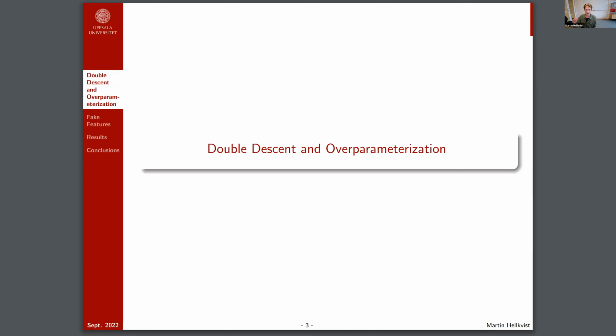Okay, so now I will give a brief introduction to the double descent phenomenon and talk about how overparametrized models have come to defy some of the wisdom from classical estimation theory and learning theory. Finally, we will glance over some literature and see why it can be a good idea to study linear models.